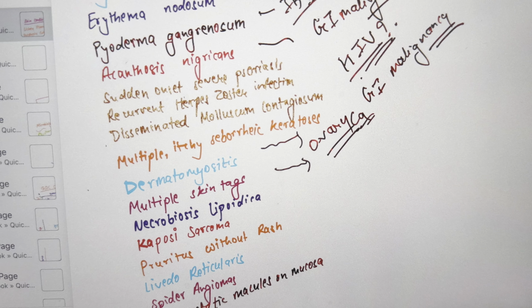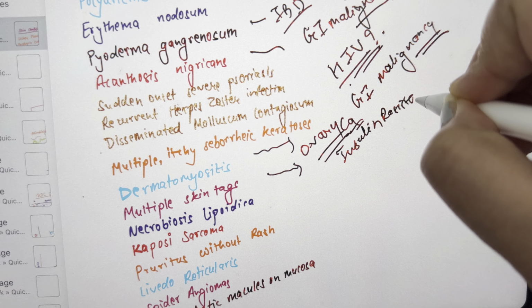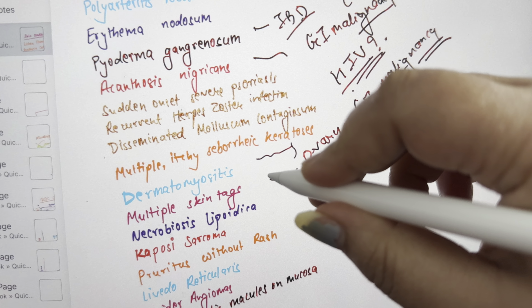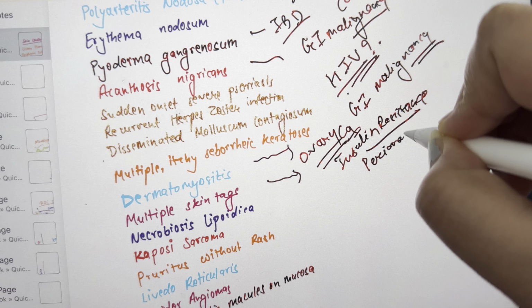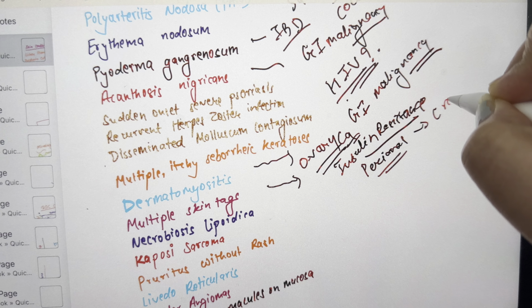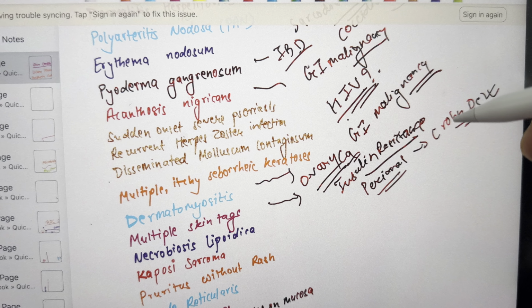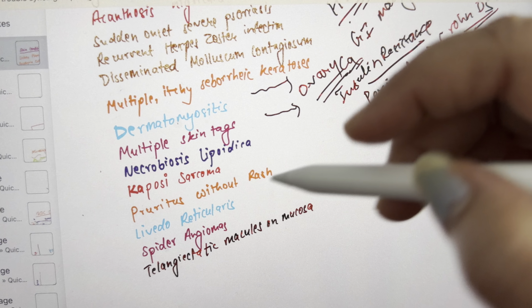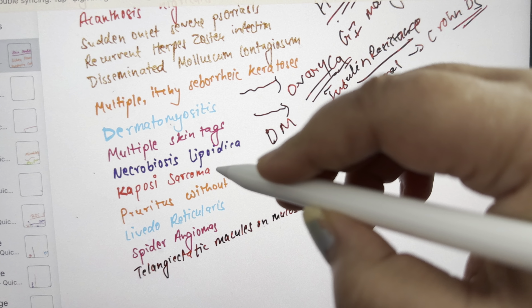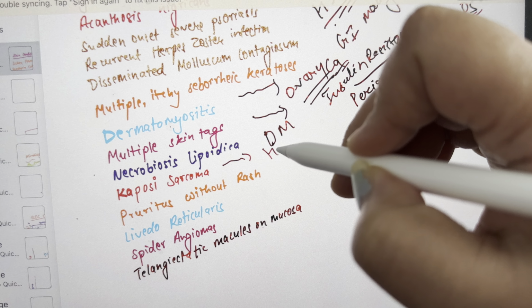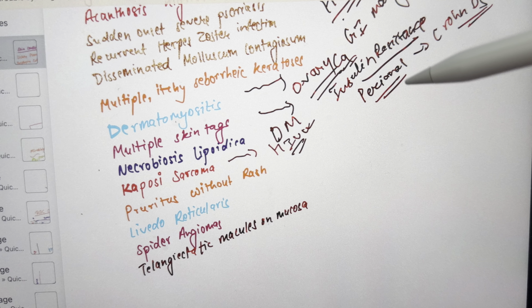Now let's talk about multiple skin tags. In multiple skin tags we know one is insulin resistance. This is something almost all of us know about. But what if these multiple skin tags are present in the perianal area? Then that is associated with Crohn's disease. So this is very high yield. Now let's talk about necrobiosis lipoidica. It is associated with diabetes mellitus. Talking about Kaposi sarcoma, again it is associated with HIV. We need to think about HIV if we see Kaposi sarcoma.